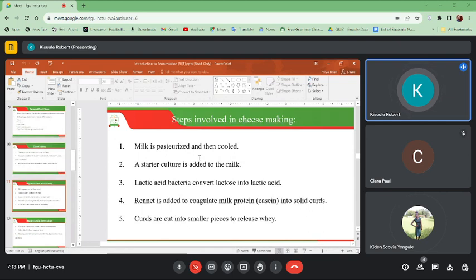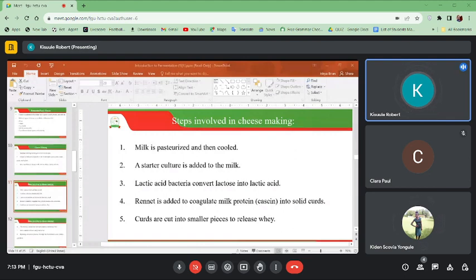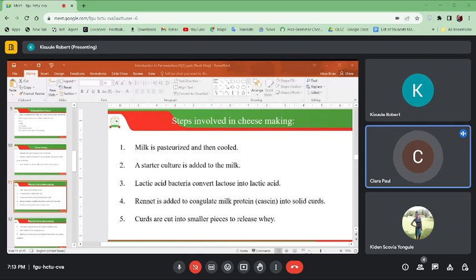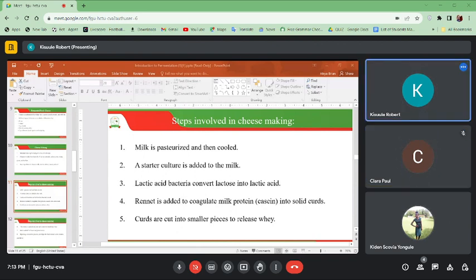So we are saying milk is pasteurized and then cooled. I think we discussed what pasteurization is. Clara, would you want to tell us what pasteurization is? I don't know. You don't know what pasteurization is. Do you want to give it a try? Well, it's fine, Clara. Don't worry about it.